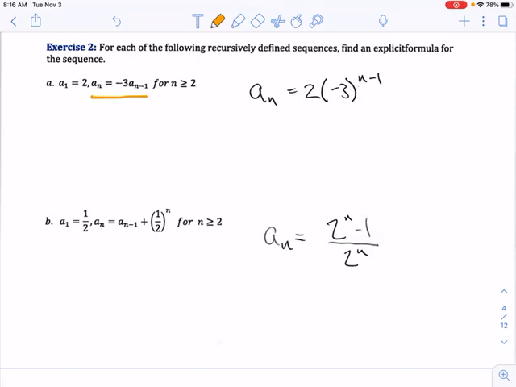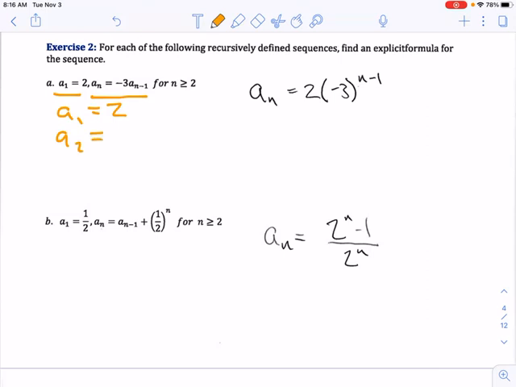So let's just find the first few terms of the sequence. A sub 1 is given to us. That's another thing that I mentioned in the previous video. You have to be given some value. Usually it's going to be a sub 1, but it might not be. It might be a sub 2, it might be a sub 3. Usually a sub 1. So we're given a sub 1. We know what that is. That's a gimme.